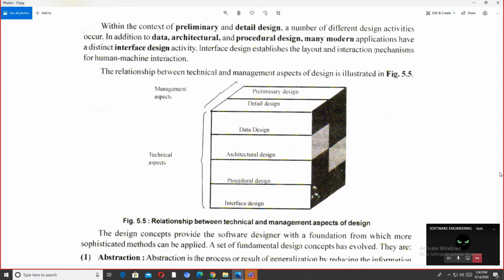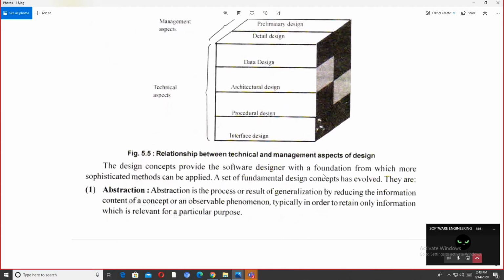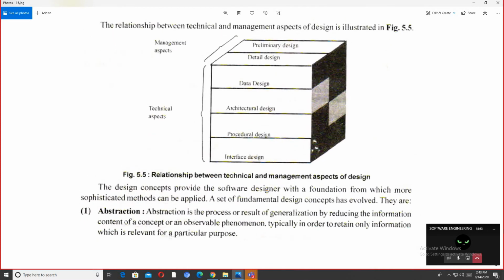And then we can see that in the preliminary design or the detailed design, each and every technical aspect of both will be covered separately, because of the representation of these processes in this diagram.